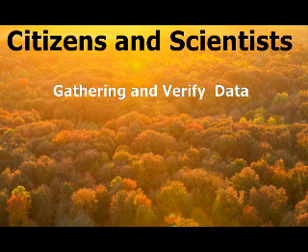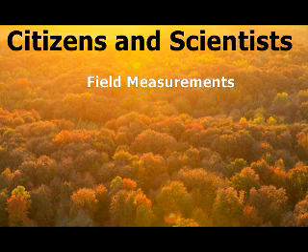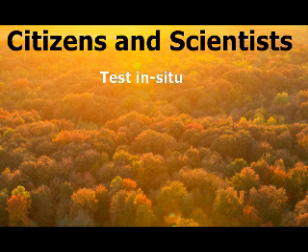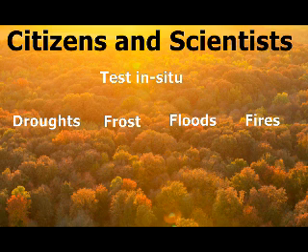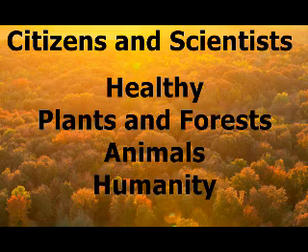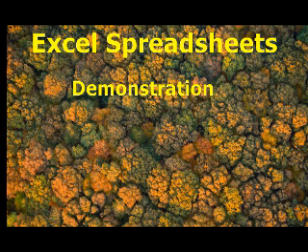Since this is an open online system, we hope to gather and verify as much data, the relationships, and models as are available into an online graphic tool. We wish to include data from field measurements, observations, and satellite images. Our tool should model real-life data and help decide what should be planted before and after droughts, frosts, floods, or fires, what plants work best together, and what happens with insects, parasites, and other fauna and flora dependent on healthy forests. Now I'm going to give a more technical description of the Excel spreadsheet.